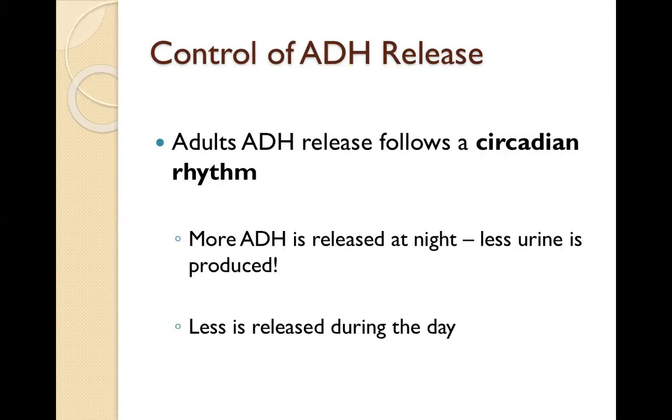The control of antidiuretic hormone also follows a circadian rhythm. And what that just stands for is that there is a cyclical release throughout the day. There's more antidiuretic hormone produced at night, and therefore less urine is produced. And then less antidiuretic hormone is produced during the day, and more urine is produced. And this actually makes sense, because less urine produced at night means less waking at night, and less need to use the bathroom at night.